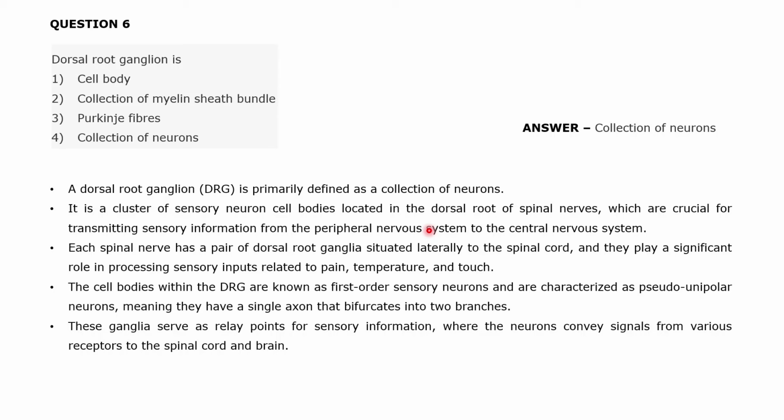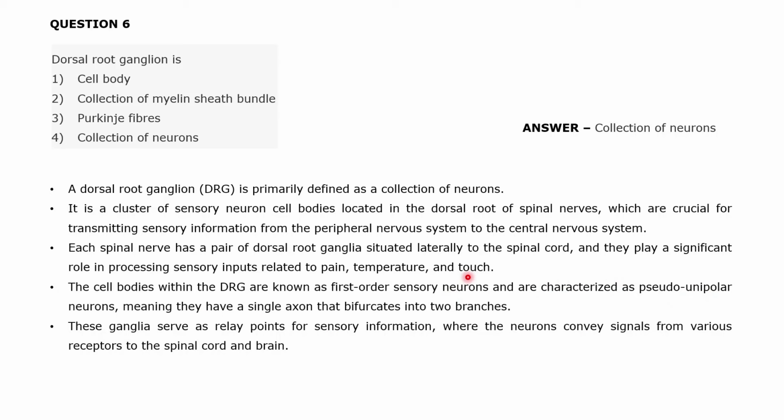So after getting the sensory information, it travels to the spine, then it is transferred to the central nervous system or the brain. So that's why it is helpful in transmitting this particular sensory information from the PNS to the CNS. The cell bodies within the DRG are first order sensory neurons. Their primary function is sensory in nature and they are characterized as pseudo unipolar neurons.